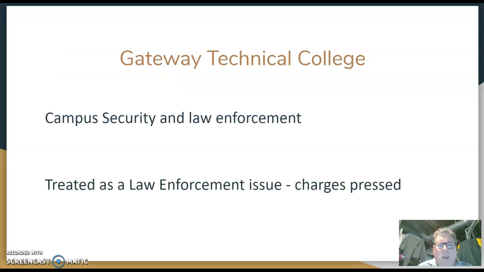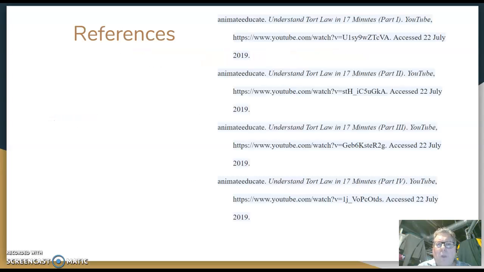At Gateway, campus security and law enforcement, if we have an assault of this kind, this becomes a law enforcement issue immediately. And it would be treated that way. Charges would be pressed, restraining orders, the whole bit.